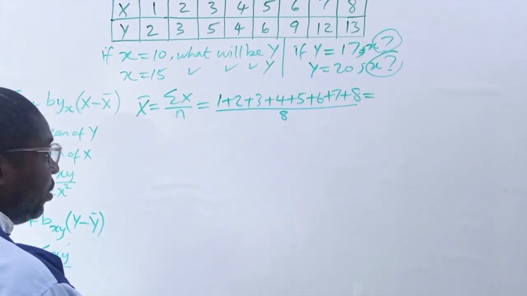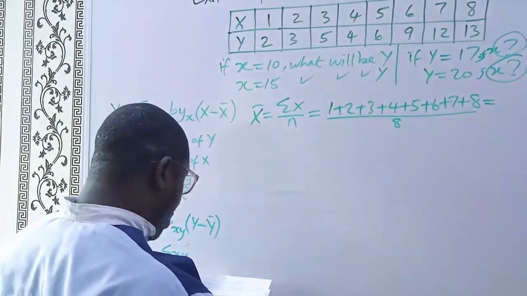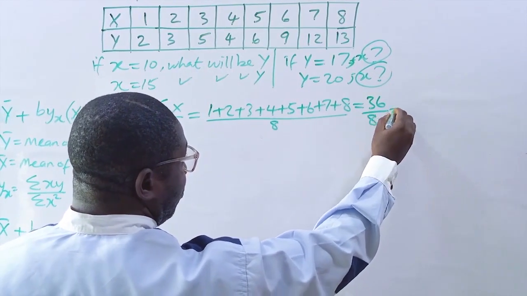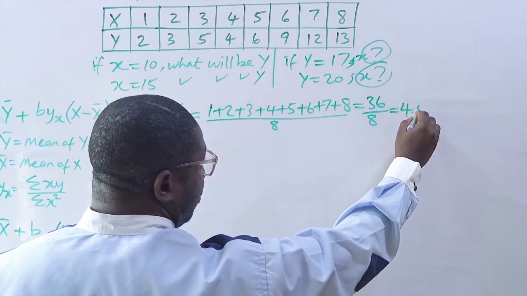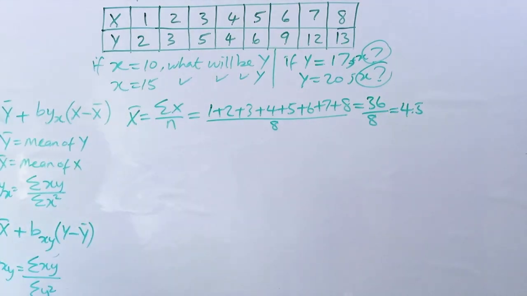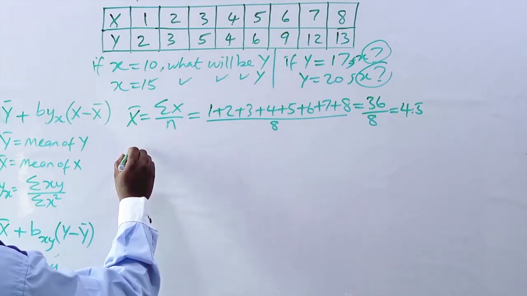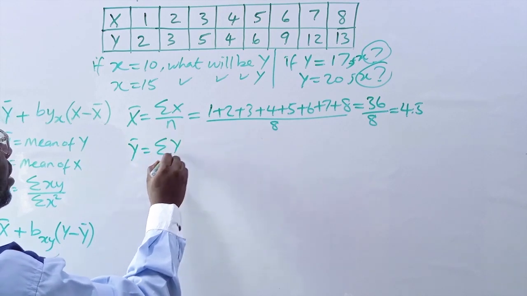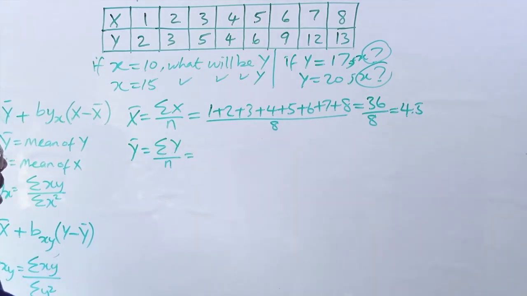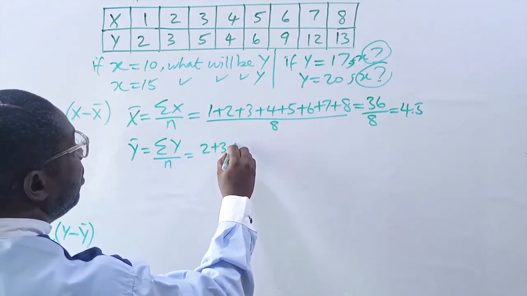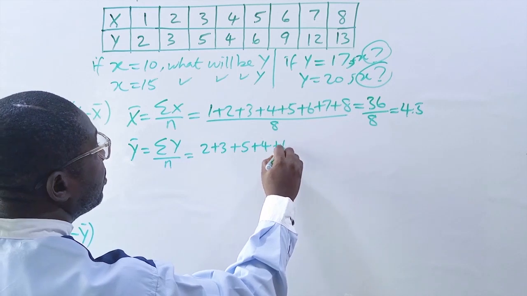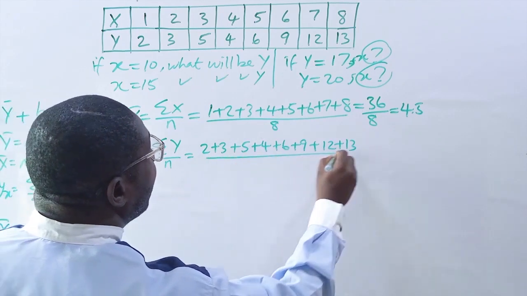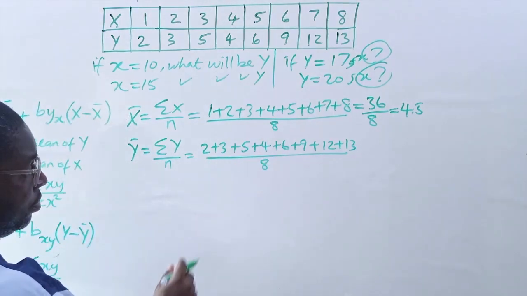So if we sum all that, 1 plus 2 plus 3 plus 4, what we're going to have is 36. 36 divided by 8 will give us 4.5. So we already have the mean of x to be 4.5. We can also find the mean of y, that's y bar, which will give us summation of y all over n. And that will be 2 plus 3 plus 5 plus 4 plus 6 plus 9 plus 12 plus 13 divided by 8 also. Can you quickly add this up?